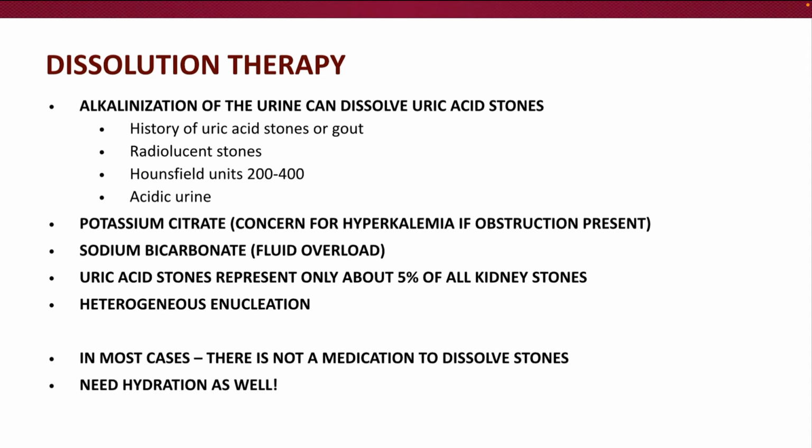Although if it's a ureteral stone, I usually don't try dissolution. It takes weeks to months, so it's not really safe. And also you're giving them a lot of potassium. If they're obstructed, that's not ideal. Sodium bicarb is another option, but it can cause fluid overload, especially if they have heart disease. You have to be careful about the sodium with that, but that will also alkalinize the urine. Unfortunately, pure uric acid stones represent only about 5% of kidney stones, so this is not a very feasible thing for most patients that you're seeing. There's also the concept of heterogeneous nucleation, which means you have uric acid stones, and that's your underlying metabolic problem.